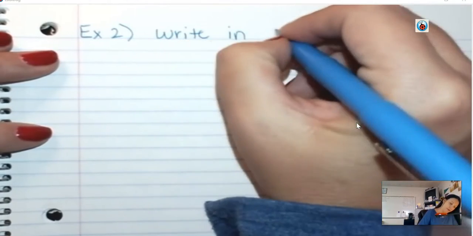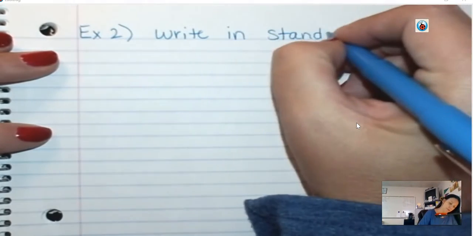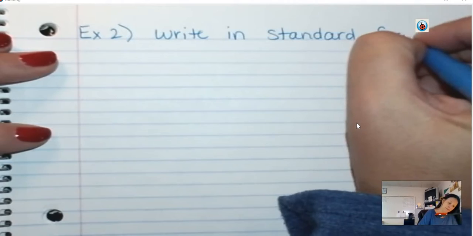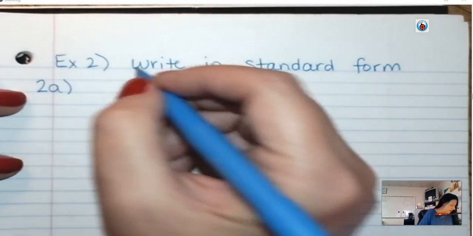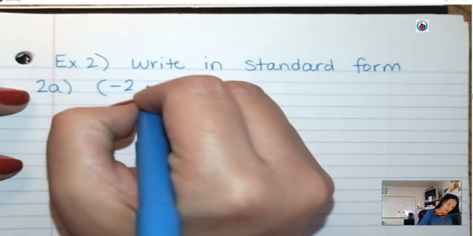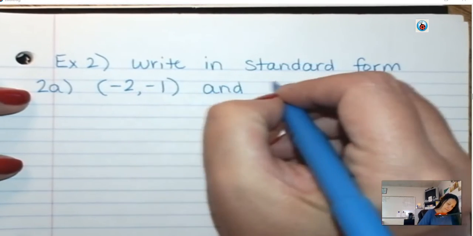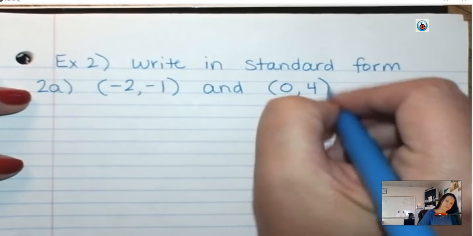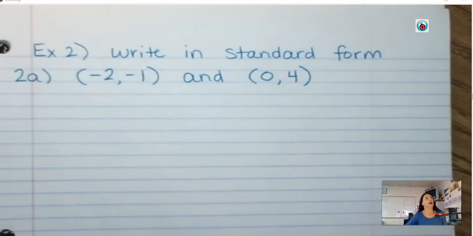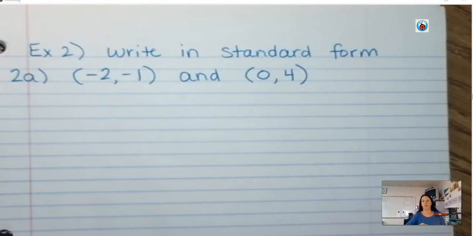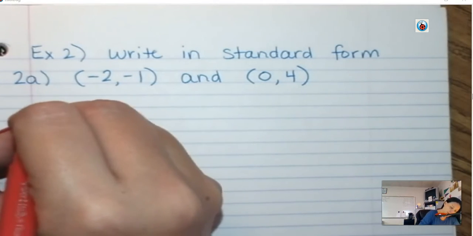Example 2 is also right in standard form. I have a line that goes through negative 2, negative 1, and 0, 4. I have to write the equation for this line in standard form. Right now I know 2 of the points. I don't know the slope, but I do know I can calculate slope. So the first thing we're going to do is figure out what the slope is.